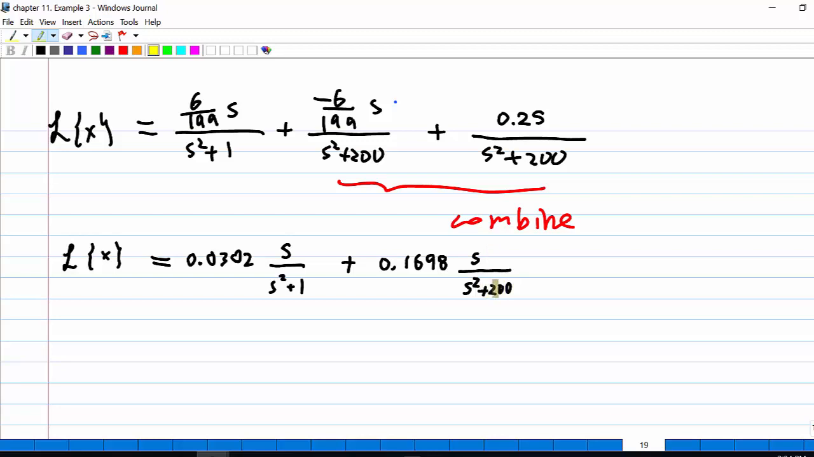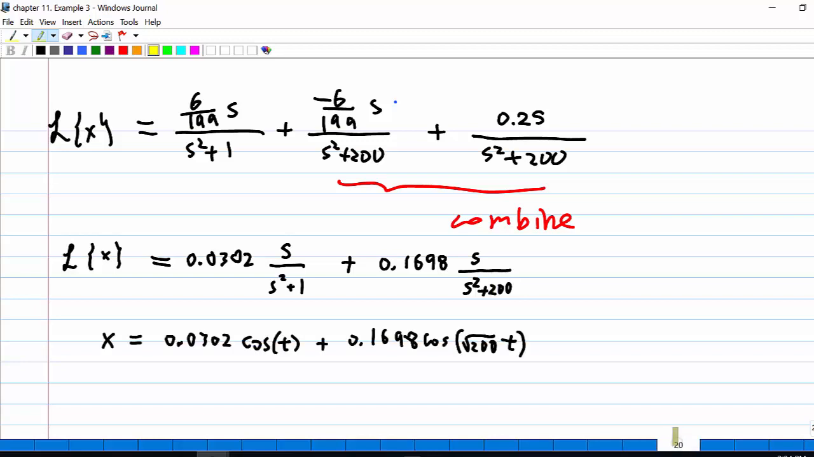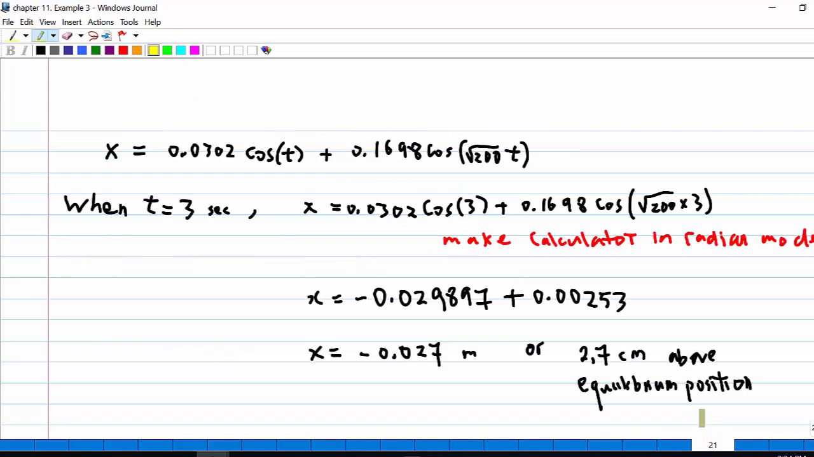So x, in this case, you take the inverse Laplace transform now, is equal to 0.0302 cosine t plus 0.1698 cosine square root of 200t. So this will give you the position of the mass at any time. The question asks you, what is the position of the mass at 3 seconds? So when t equals 3, you substitute t equals 3 into the expression for x.